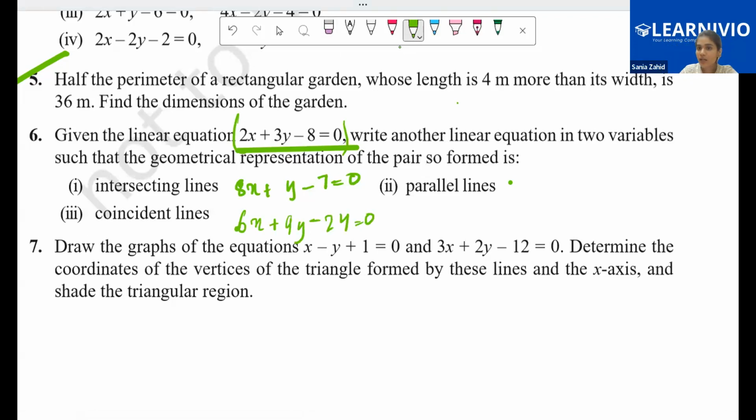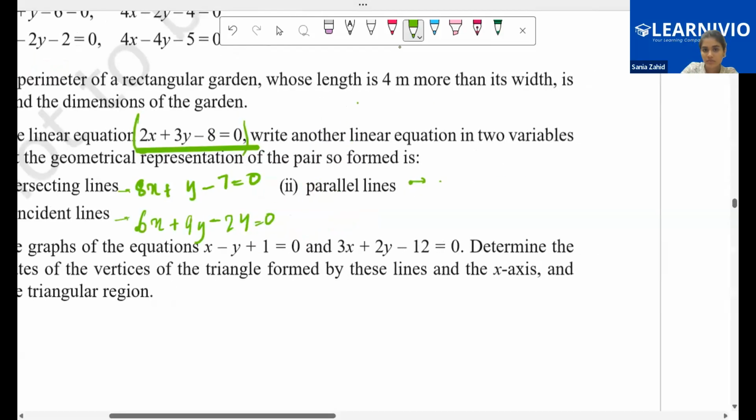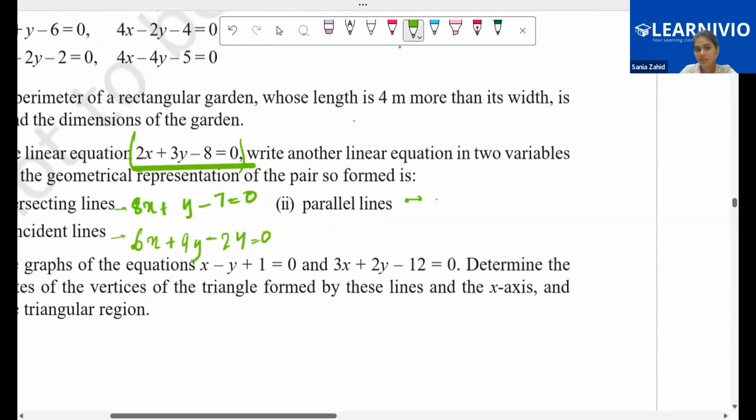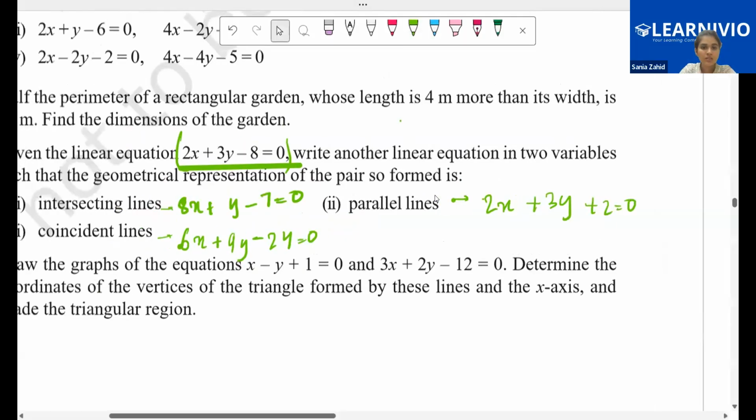Now, can you tell me for parallel lines also? 2x plus 3y plus 2 is equal to 0. Speak a little louder, Sumer, you're speaking very slowly. Plus 2 is equal to 0. Okay, correct. So you get parallel lines.